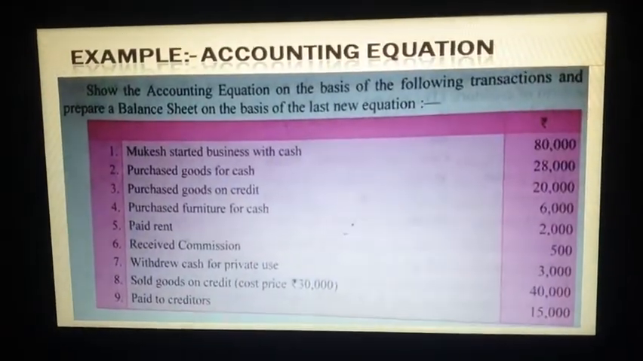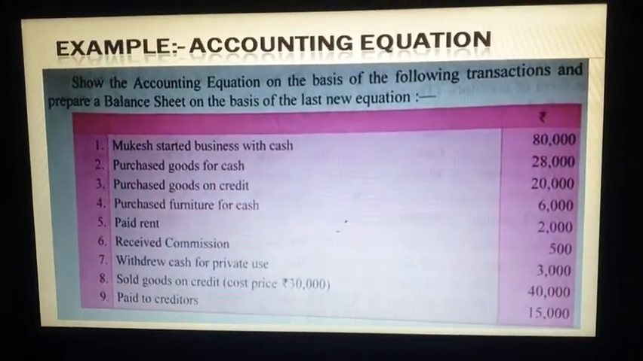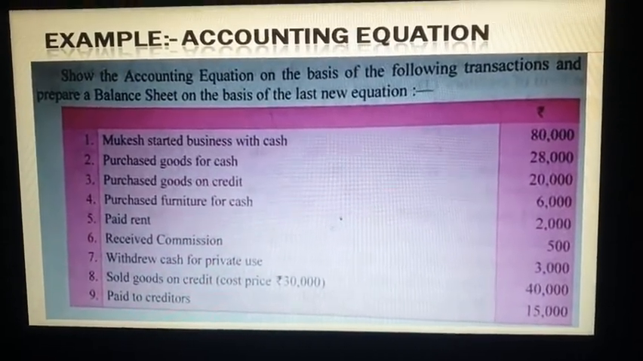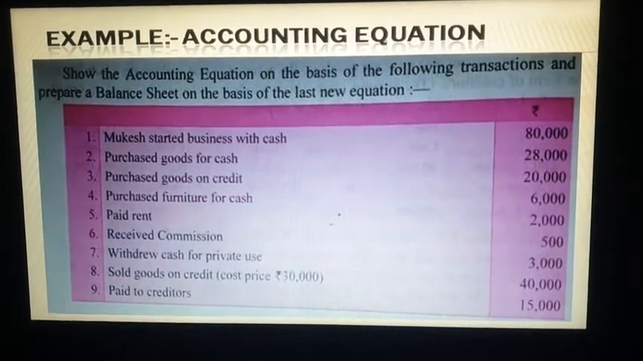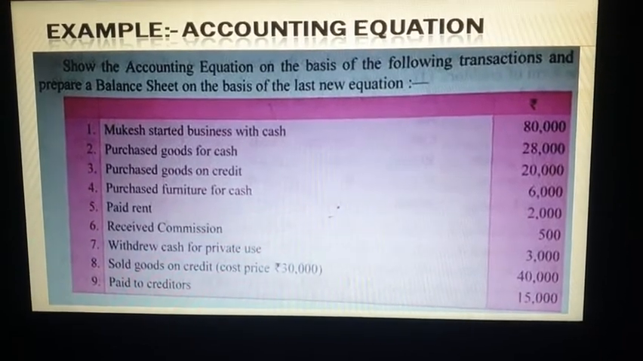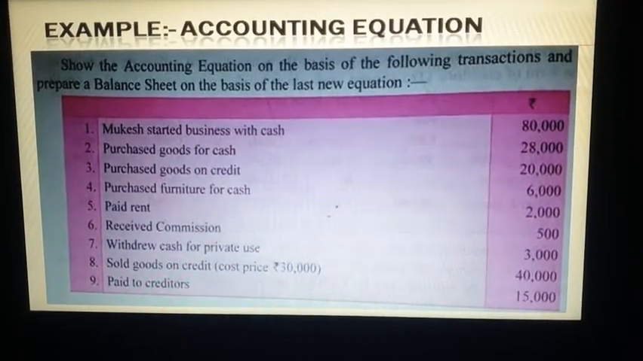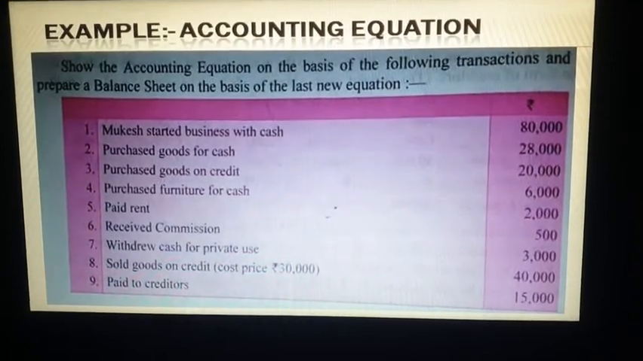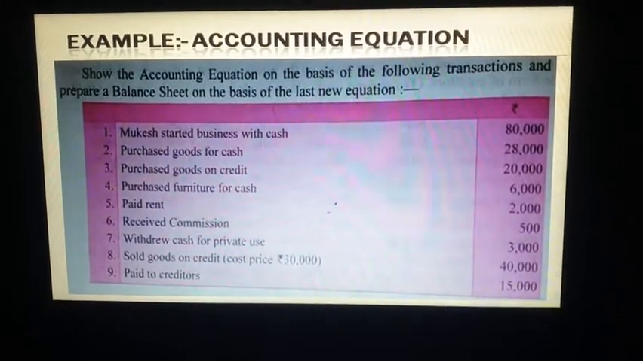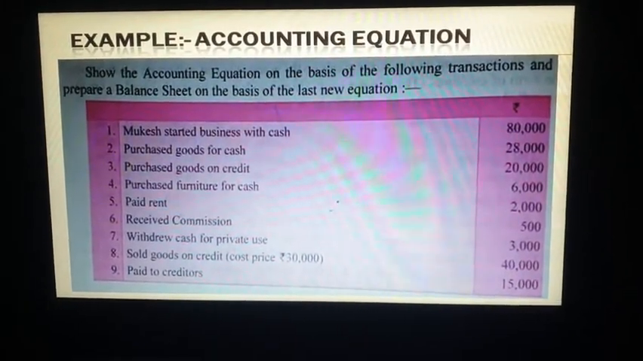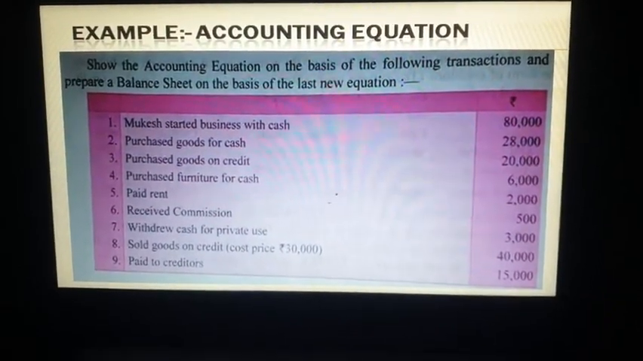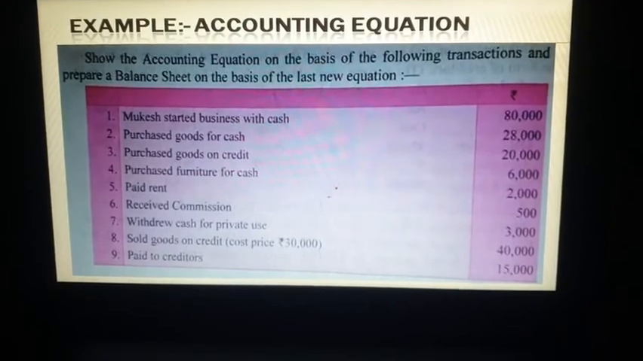So first point, Mukesh started business with cash. Now listen carefully. In this case, whatever amount is invested for the first time is represented as capital. So Mukesh started business with cash. In this case, two things are affected. First is cash and second is capital. Why capital? Because cash is coming into the business, and whatever amount is invested by Mukesh is represented as capital.